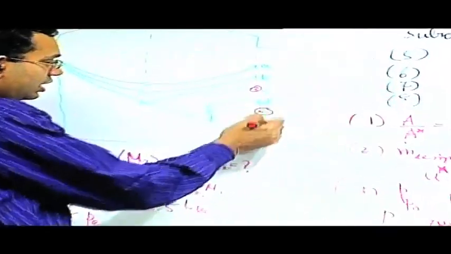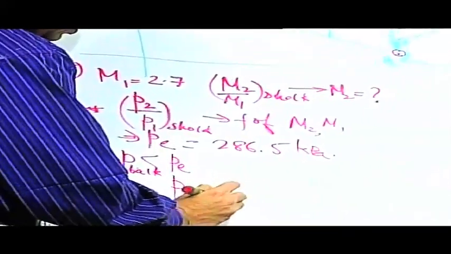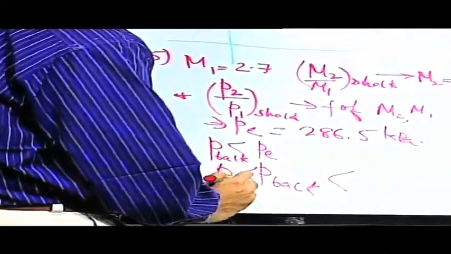Part 7, what is the back pressure range for oblique shock at the exit? So you can see that if the back pressure is between the points E and G marked in the figure, there will be an oblique shock at the exit. So the back pressure has to be between PG and PE.